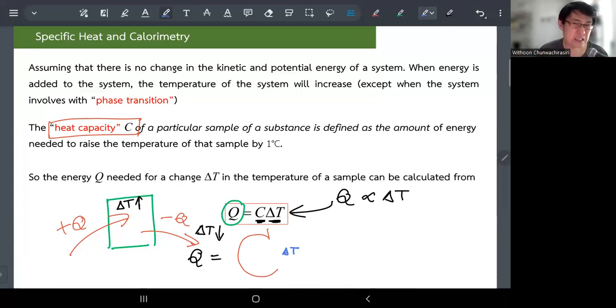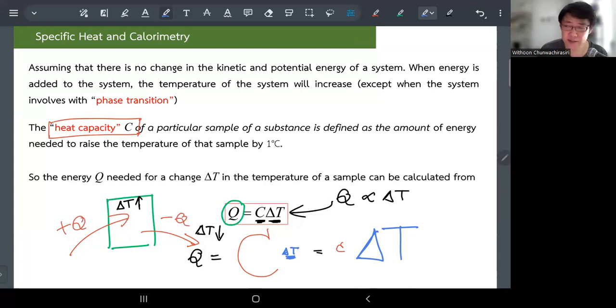Does that make sense? On the other hand, if C is small, then delta T must be big. I'm writing it like this. I don't know if that makes sense to you or not, but that's what it is. So look at the first case. When the C is huge, it means it has a big capacity. When you have a big capacity, you shouldn't see a lot of change in temperature.